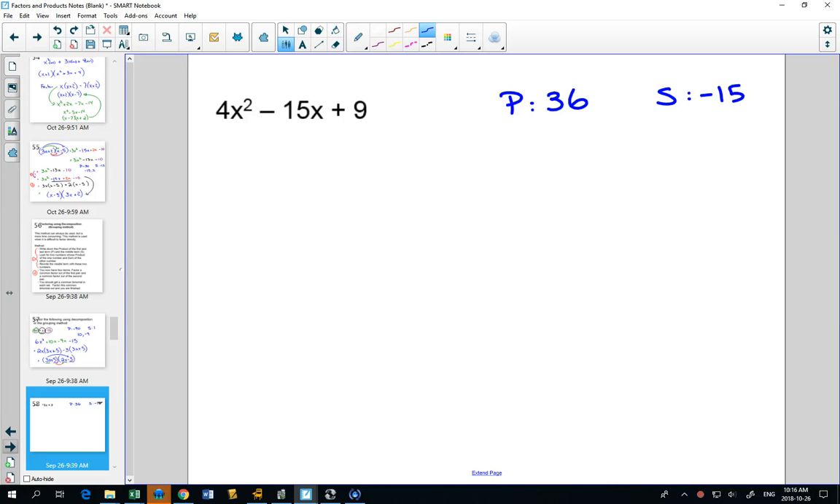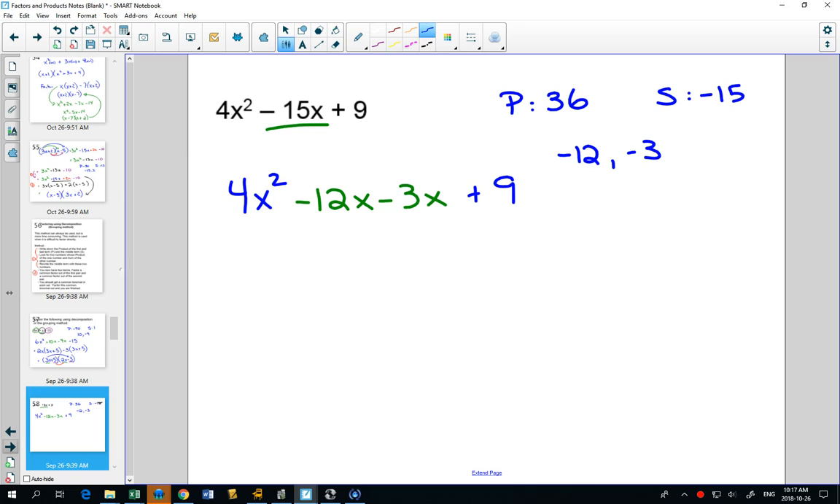So now thinking about your product, two numbers that multiply to 36, do any of them add to negative 15? Negative 12 and negative 3. They would both have to be negative to get the positive 36. And then a negative 12 plus a negative 3 makes negative 15. So now I can rewrite the minus 15 as minus 12x minus 3x. So I rewrote that middle number, the negative 15, as minus 12 and minus 3.